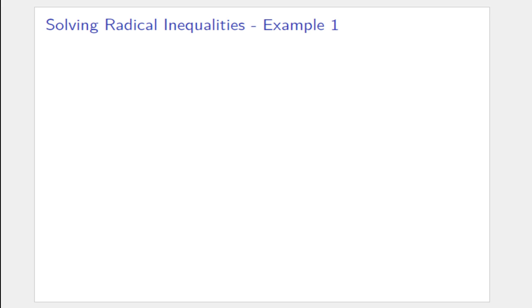As we have done in the past, let's use what we found about solving equations with radicals to solve inequalities with radicals. In our example, we want to find solutions to the inequality square root of 3x plus 1 is less than or equal to 5.